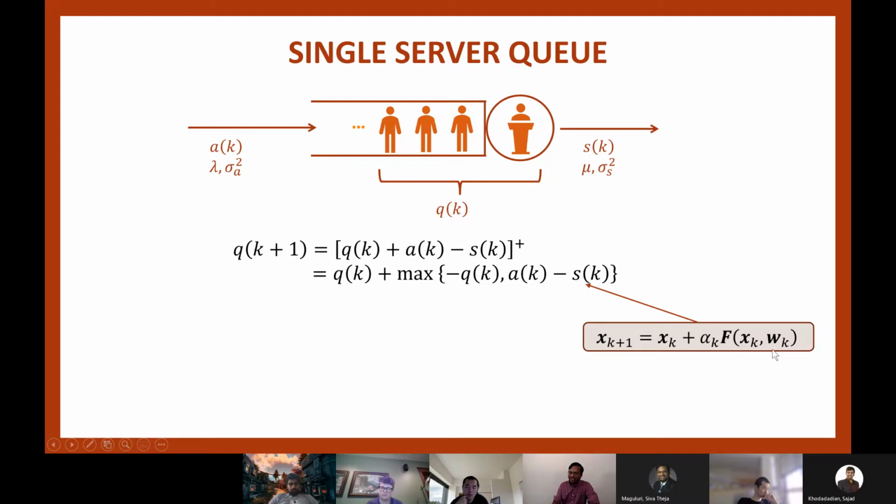OK, and what is the noise? So here arrivals and servers are random, and they basically form the w_k. A minus s is the w, and like I mentioned, we assume it is an IID sequence of random variables.